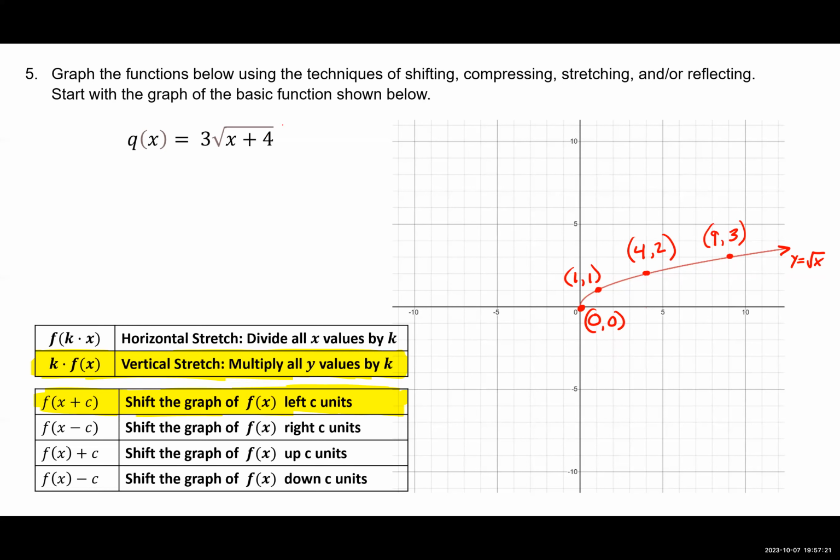If we forget about the +4 for right now, because we could figure out what the 3 does, and then we can move by 4. So let's say we have q of x equals 3 times the square root of x.